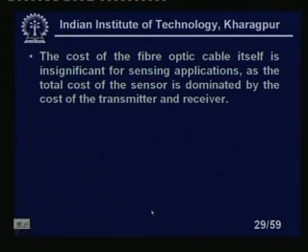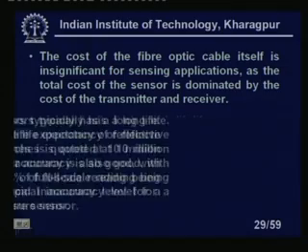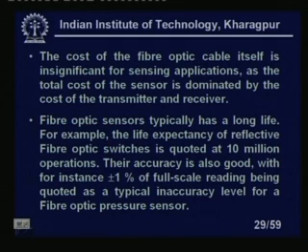The cost of the fiber optic cables itself is insignificant for sensing applications, as the total cost of the sensor is dominated by the cost of the transmitter and receiver. So, always prefer light emitting diode and photodiode, which are to be used as a transmitter and receiver respectively. Fiber optic sensors typically have a long life. For example, the life expectancy of reflective fiber optic switches is quoted as 10 million operations. Their accuracy is also good, with for instance plus minus 1% of full scale reading being quoted as a typical inaccuracy level for fiber optic pressure sensors.